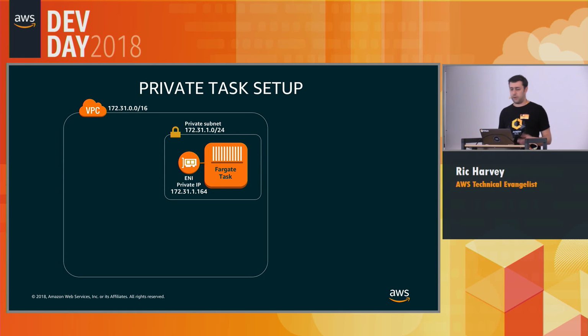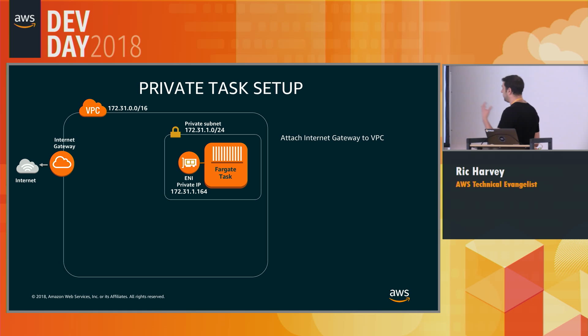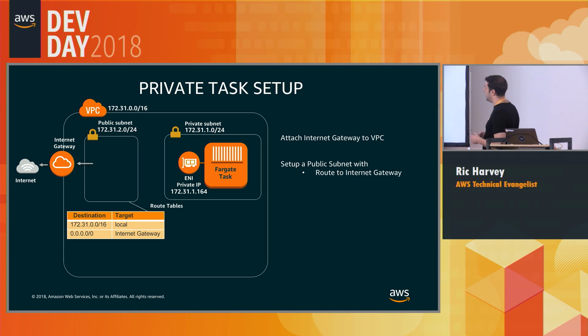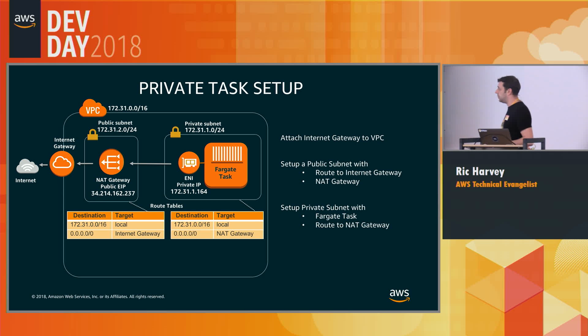So let's have a look at a private task setup first in diagrams. We've got our normal VPC setup here. We've got a private subnet, and we're going to use a public subnet here. And through that gateway, we've got outbound access to the internet, but there's no direct inbound traffic into this task going on here.